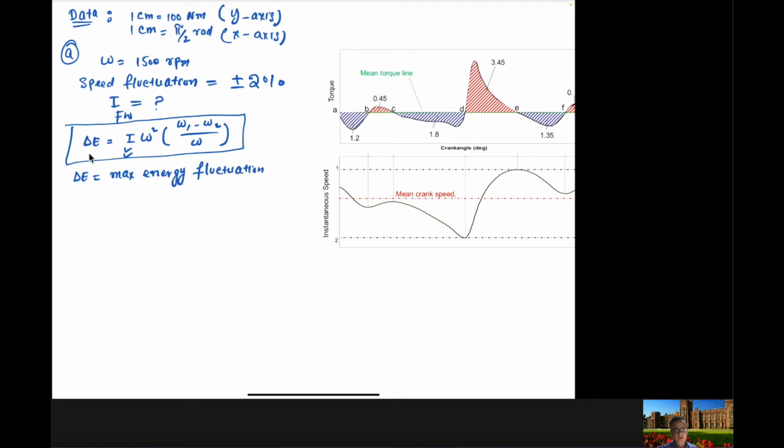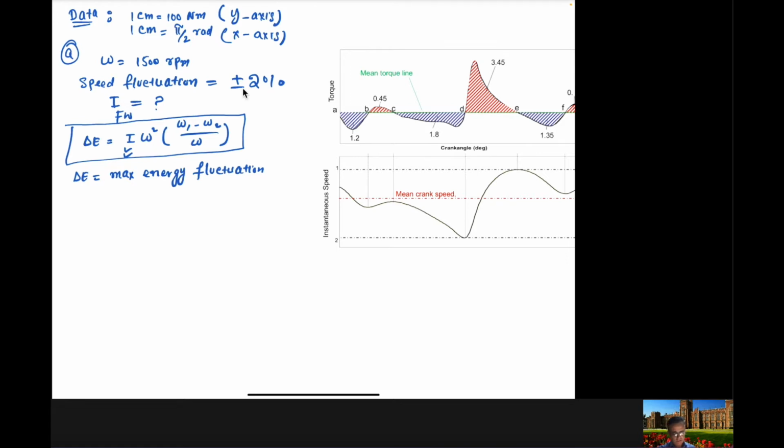So you will calculate delta E from this torque diagram, and obviously you are provided with this value here, omega 1 minus omega 2 divided by omega, which you can calculate from this value here. And again, you are also provided with the mean rpm, which is this omega here.